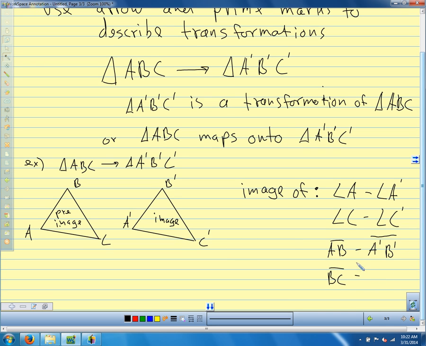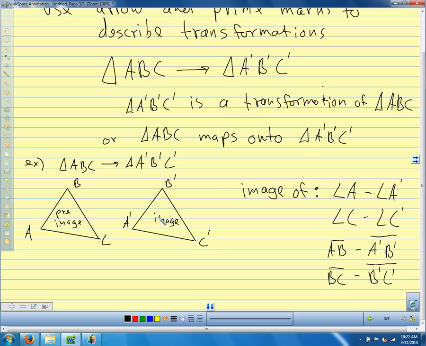B prime, C prime. So we're just matching up the before and the after, basically. And the way we talked about this before is the corresponding sides, corresponding angles. So A prime corresponds to angle A, B prime corresponds to angle B, etc. Segment AB corresponds to segment A prime, B prime.